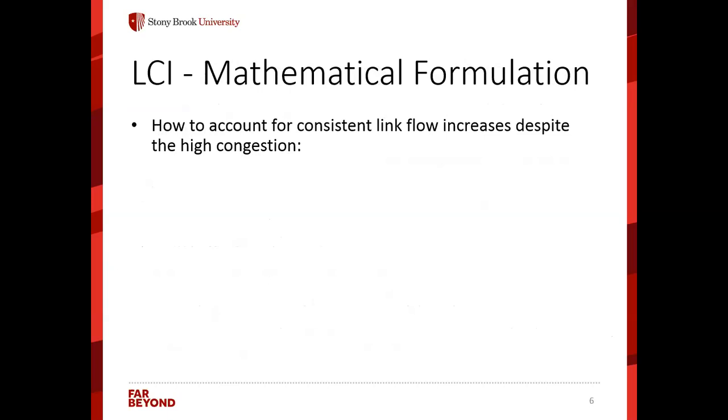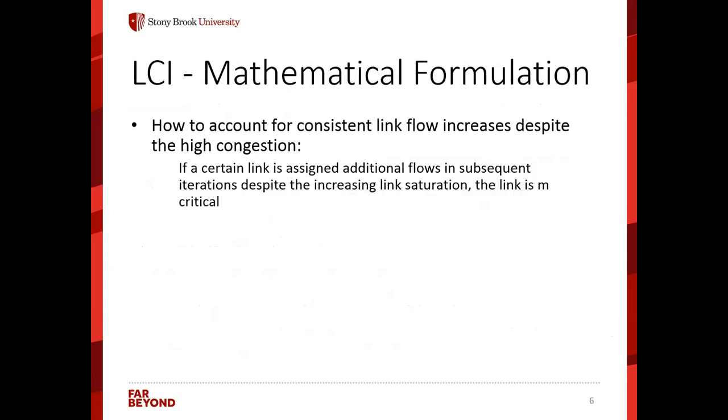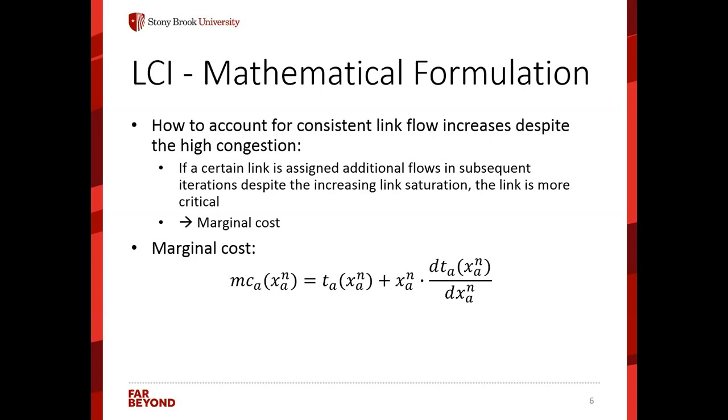And for the mathematical part, how do we put it into numbers? To explain how to account for this consistent addition of flow to links: if a certain link is assigned additional flows in subsequent iterations, despite the increasing link saturation, the link is more critical. To represent this, we use the marginal cost. Basically, marginal cost is the change in the link cost with the increase of unit flow.